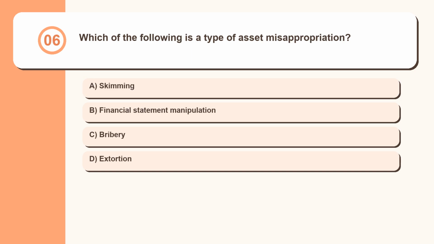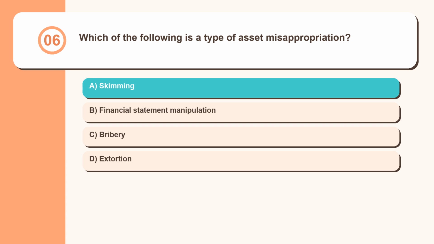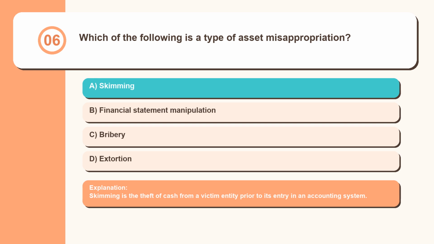Question 6. Which of the following is a type of asset misappropriation? Skimming, financial statement manipulation, bribery, extortion. Skimming is the theft of cash from a victim entity prior to its entry in an accounting system.